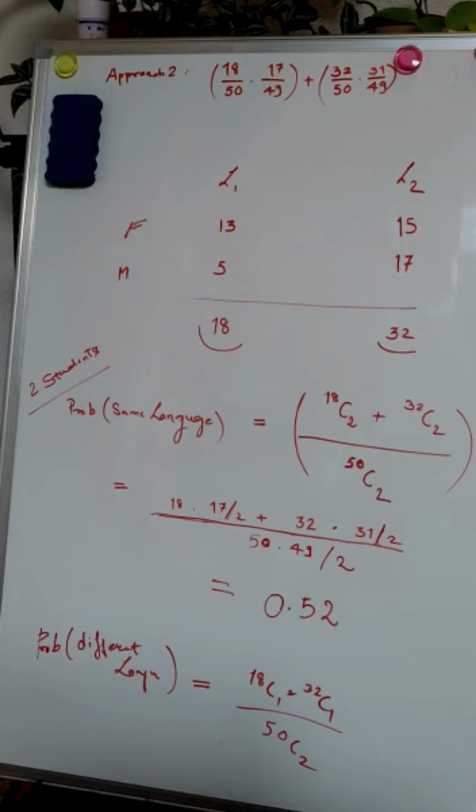It doesn't matter whether you pick first from language 2 and then from language 1, or the other way around. The point is 18 into 32 are the total number of ways in which you can pick one student each. And the total number of ways to pick two students out of 50 is 50 C2. If you do that, you will get two students who study different languages. So that's how you calculate the probability of two students out of these 50 who happen to study two different languages.